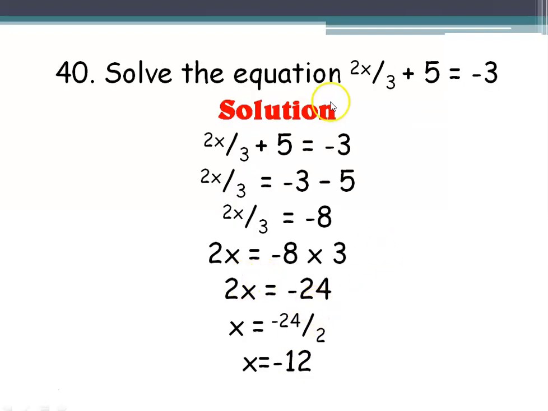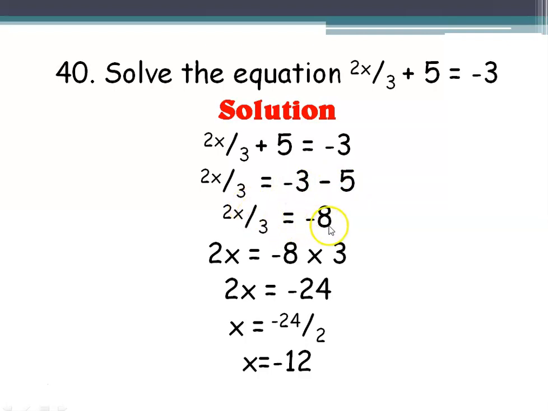Question 40 says solve the equation 2x over 3 plus 5 is equals to minus 3. Okay, so the first thing I want to do is to bring my 5 to the other side. And remember, once plus 5 crosses the equality sign, it becomes minus 5. So 2x over 3 is equals to minus 3 minus 5. Minus 3 minus 5 is minus 8. 2x over 3 is equals to minus 8.